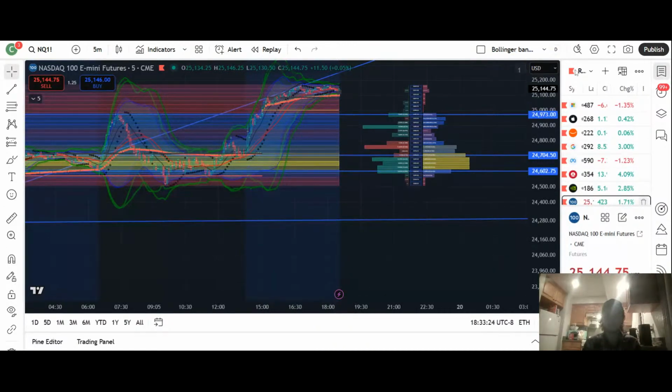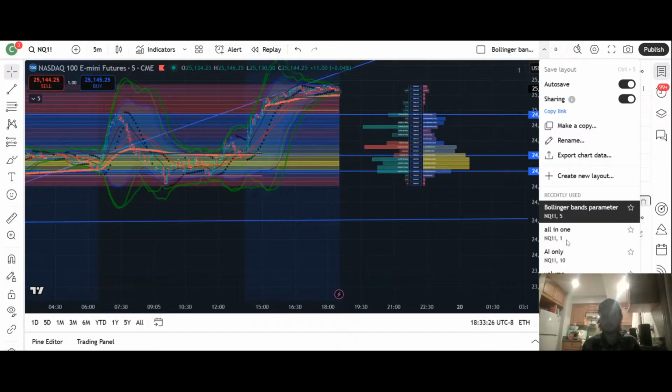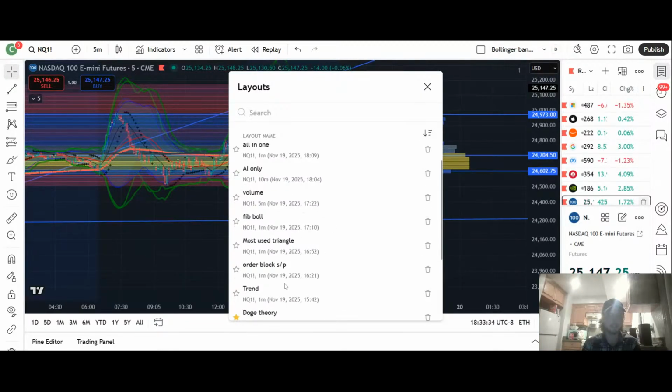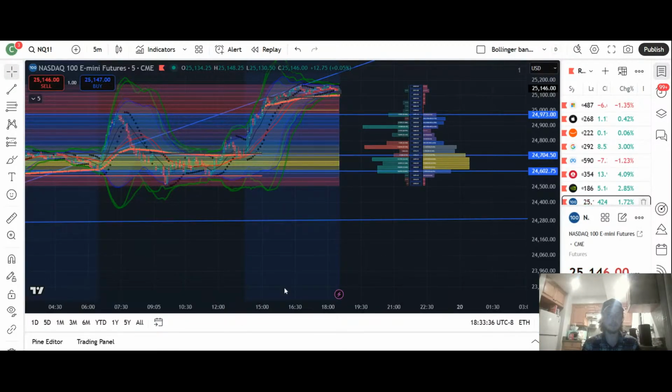That's pretty much all for this one. Let's load into the next one. Volume we did, AI only we did, Bollinger Bands we're done with. We need triangles, or trend, then triangles. This one we changed the page.